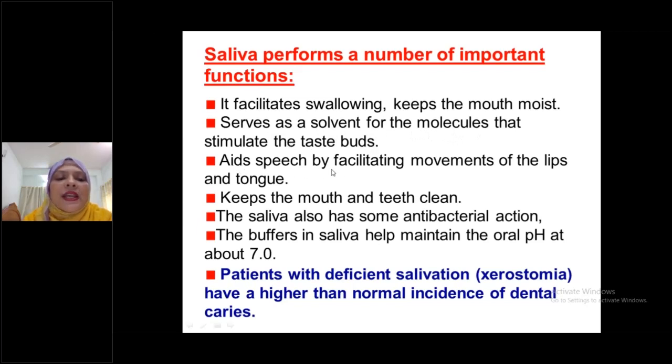Number 3, aids speech by facilitating movement of the lips and tongue, keeps the mouth and teeth clean. The saliva also has some antibacterial action. The buffers in saliva help maintain the oral pH at about 7. Patients with deficient salivation, this is called xerostomia, have a higher than normal incidence of dental caries.